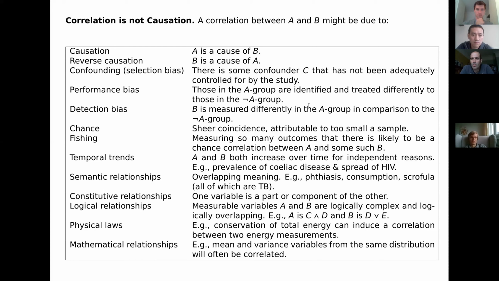Or there may be non-causal relationships that are responsible for the correlation. Your variables may be semantically related. They might be related constitutively, or they might be related due to logical relationships, physical laws, and mathematical relationships. It's important not to underestimate these other kinds of relationships being responsible for correlations. They often are in a modeling environment. So correlation is not causation. That's the key problem. And we need to ask, what more do you need than correlation in order to infer causation?